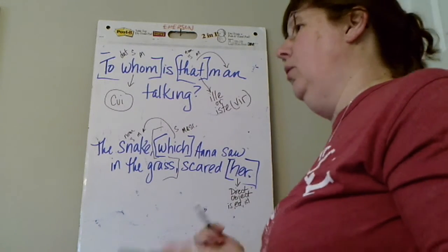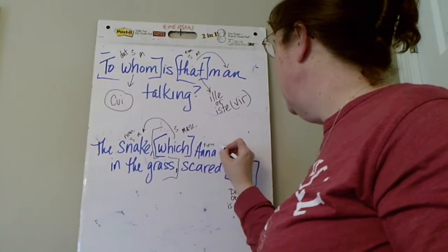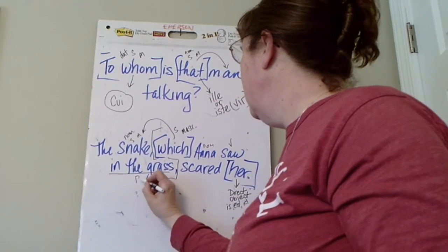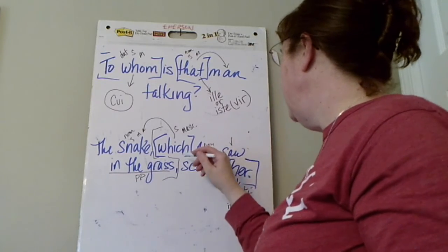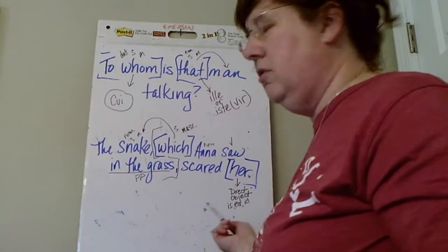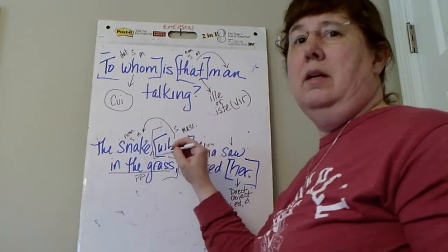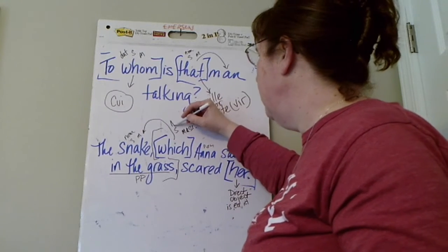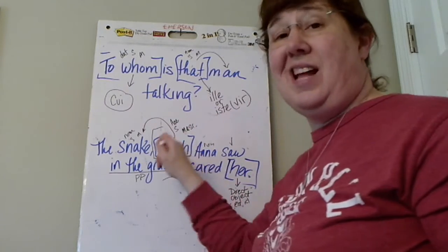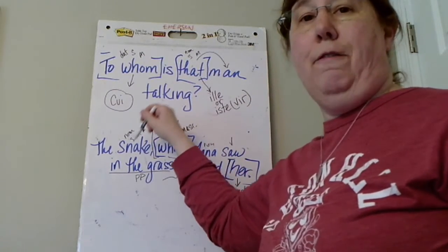We're asking ourselves, okay, is it the subject? No, because Anna's the subject, right? She's the nominative, she's doing the seeing, there's our verb, and "in the grass" is a PP, right? So the snake cannot be the subject. The only thing it can be is the direct object, right? Because what did Anna see? Anna saw the snake. So this has to be accusative. So the "which" is accusative, singular, masculine. It's accusative because that's what it does in the clause. And it's singular, masculine because that's what it has to do to refer back to the snake.